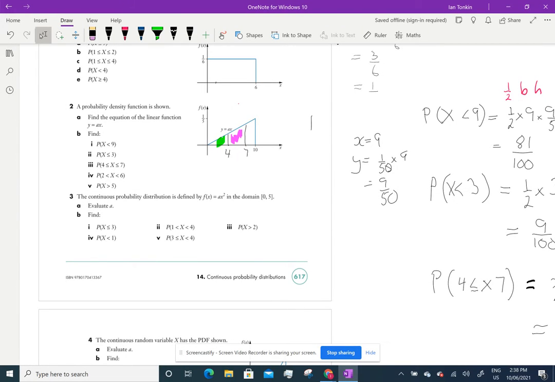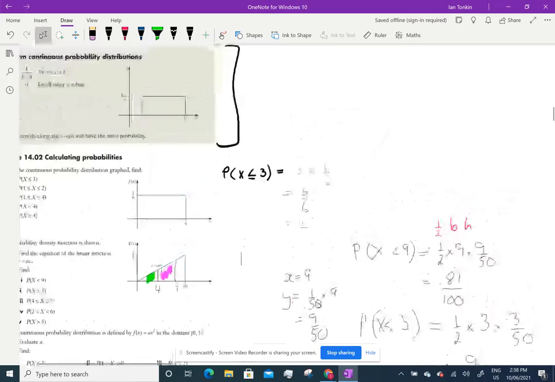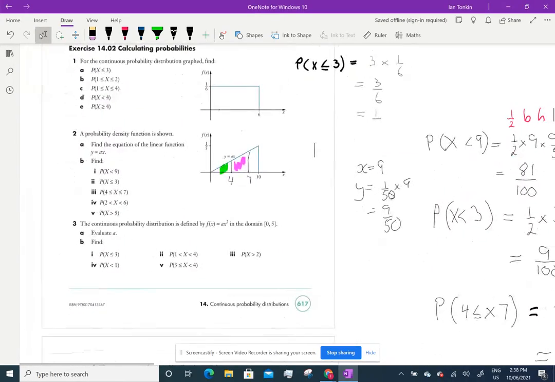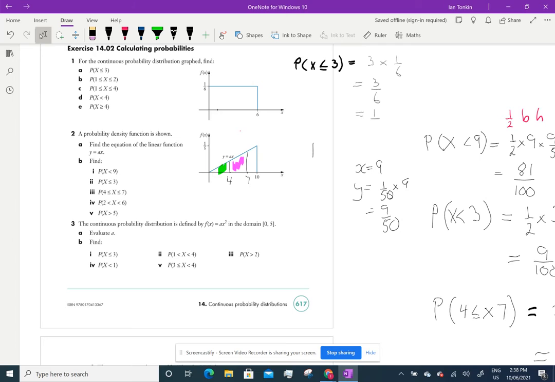To do x greater than 5, you've got an option the same way you did up here. You can find 1 minus 5 down to 0. So you can find this area, 5, and subtract it from 1, and that'll give you this area because it all adds up to 1. Or you can go the area from 10 down minus 5 down.